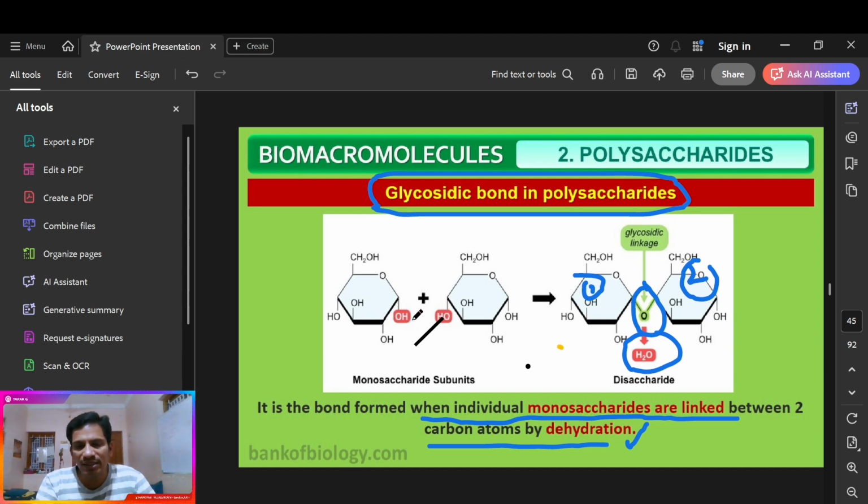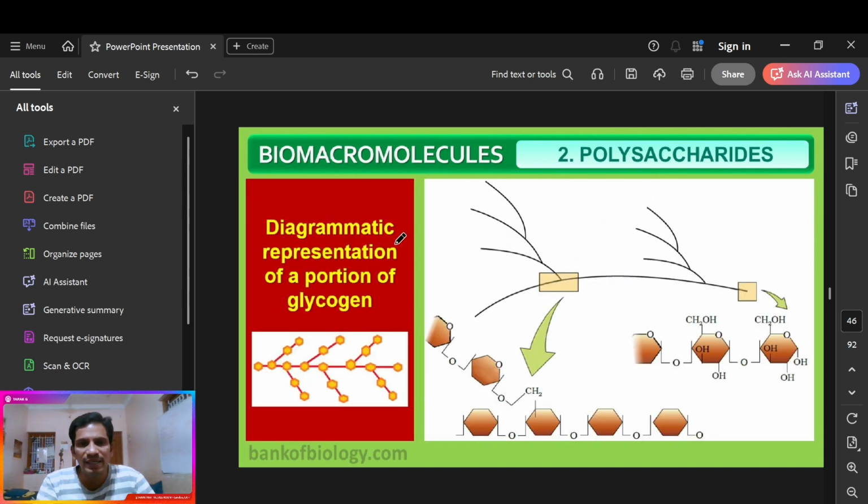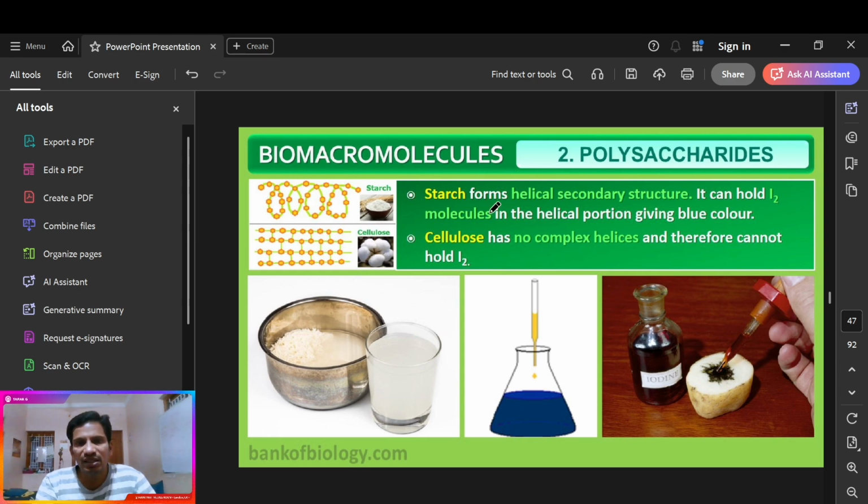Now here is the diagrammatic representation of glycogen. Sorry, this is the glycogen. Glycogen looks like this, right? And here, starch forms a helical secondary structure. This starch can hold iodine. You know that for the presence of starch, the experiment used is the iodine test.